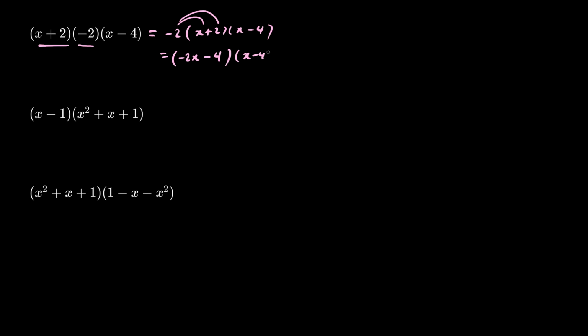We just copy this down. We do FOIL. First, outside, negative times negative is a positive. Inside, and last, negative times negative is positive. We just gather like terms. And here's our answer.